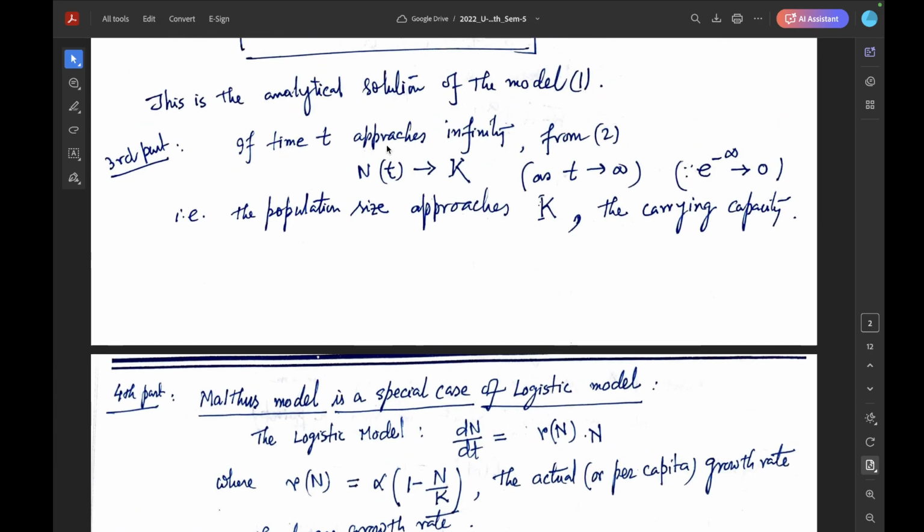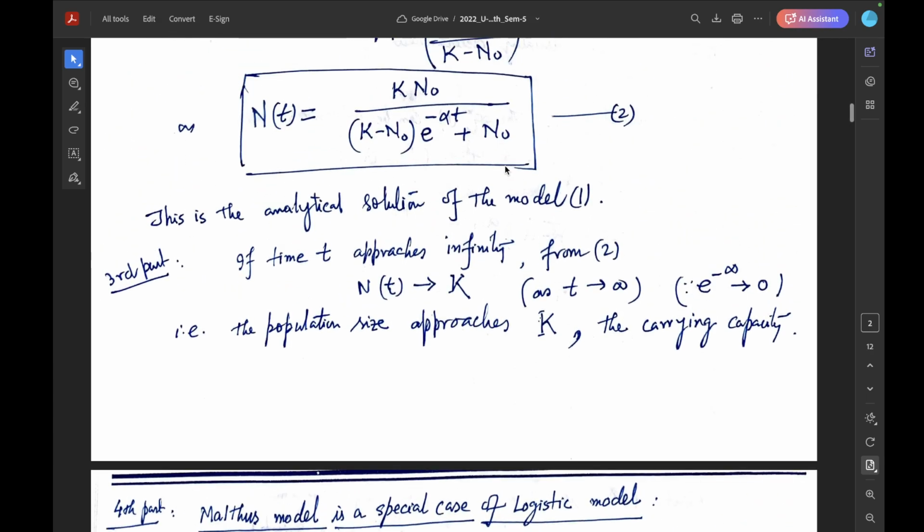If time t approaches infinity, from this solution N(t) as t approaches infinity, e to the power minus infinity is 0. So K N0 by N0, N0 not equal to 0, so N(t) equal to K. So N(t) tends to K. As t tends to infinity, the population size approaches the carrying capacity K.